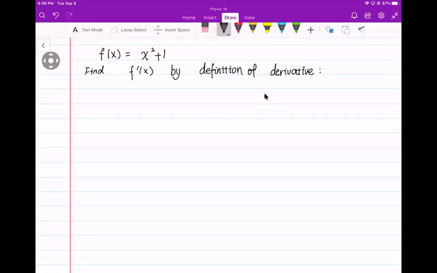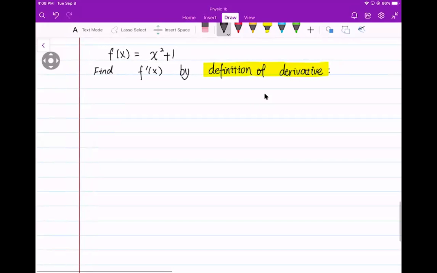So hello everyone, today I'm going to teach you how to find f prime of x by the definition of derivative when f(x) equals x squared plus 1. So the first step we need to notice is what the definition of derivative is.